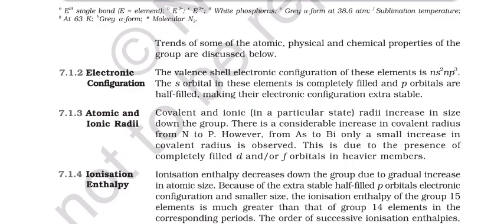Electronic configuration. The valence shell electronic configuration of these elements is ns2 np3. The s orbital in these elements is completely filled and p orbitals are half filled, making their electronic configuration extra stable. Atomic and ionic radii. Covalent and ionic radii increase in size down the group. There is a considerable increase in covalent radius from N to P. However, from As to Bi, only a small increase in covalent radius is observed. This is due to the presence of completely filled d and or f orbitals in heavier members.